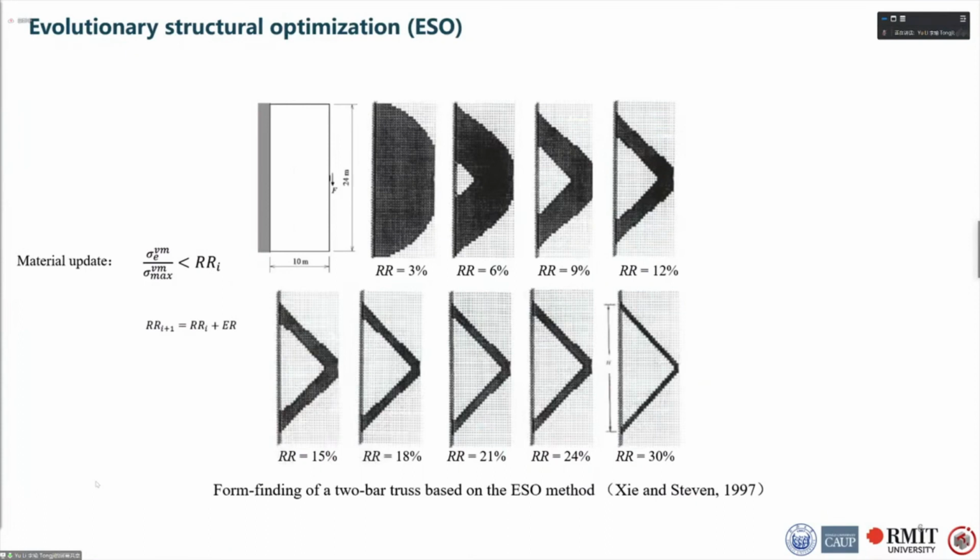Then I will illustrate some concepts of topology optimization based on the ESO and BESO methods. The evolutionary structural optimization method, also known as the ESO method, was initially proposed by Xie and Steven in 1992. The principle of the ESO method is very simple, which means gradually removing inefficient material from a structure. Presented here is the topology optimization of a 2D truss subjected to a concentrated load using the ESO algorithm. After several steps of material removal, a two-bar truss is obtained.